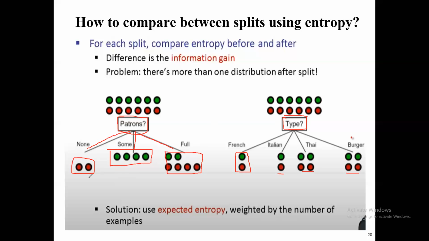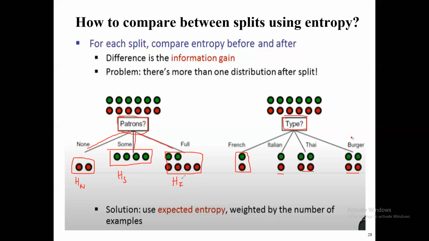Here, as we can see, we will get an entropy value for each distribution. For example, H none, I'm denoting Hn for the entropy of the none distribution. Then for the some distribution, I'm denoting it with Hs, we'll get another entropy value, right? And then for full, we'll get another one, right? Each one we can find using the previous equation we had seen.